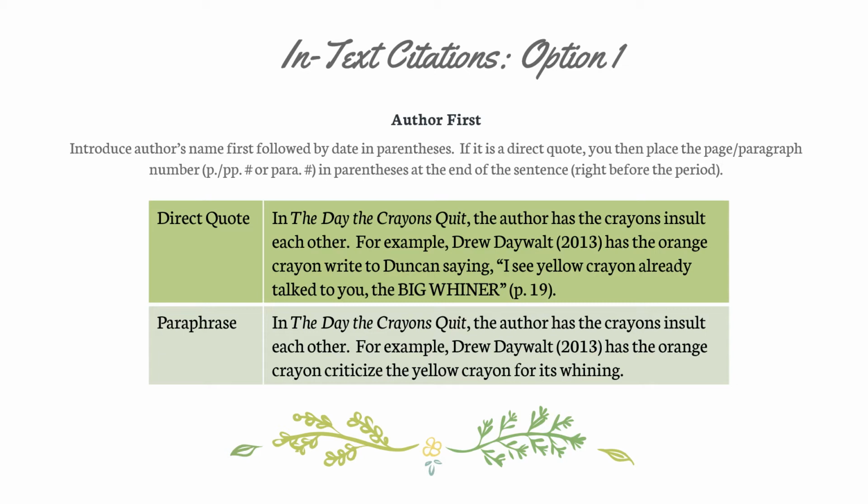Now, if you're working with one page that a quote has come from, you use a p and then a period, it's lowercase. If you were taking a quote from multiple pages, you would do two p's followed by a period and then your page range. Now, if you're doing a paraphrase here, we'll see the beginning starts out very similarly, and then we go into, for example, Drew Daywalt (2013) has the orange crayon criticized the yellow crayon for its whining. And we don't need any page or paragraph number here because we have paraphrased it.